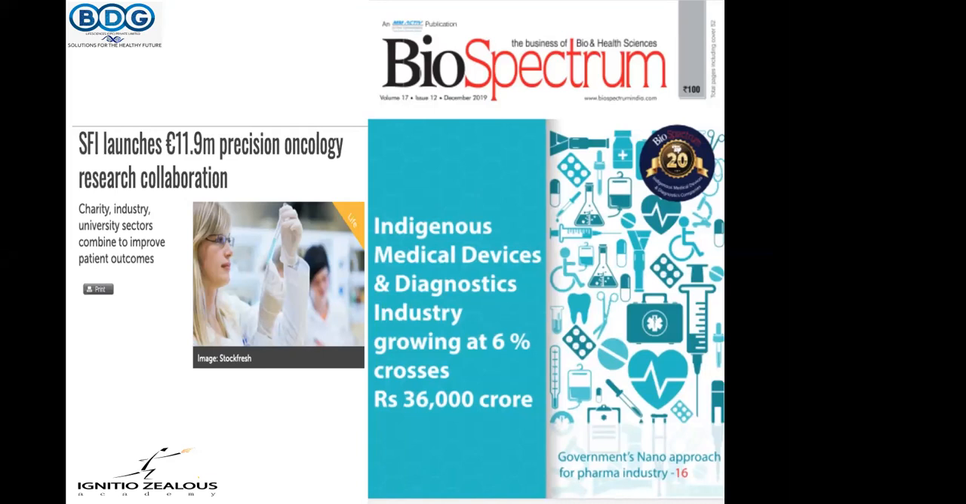On the right-hand side, the photo comes from a magazine, BioSpectrum. I'm sure everyone is aware of that. This is from December 2019. The first picture itself says that the indigenous medical devices and diagnostics industry in India is growing at the rate of 6%, and it has crossed around 36,000 crores altogether. The most important thing I want to convey from this slide is that there are multiple opportunities, which is why the government of India is giving a lot of funds, because they believe this particular field has a lot of scope in the future. At the same time, one of the organizations where I give my consultancy got a good grant of around 30 lakhs to come up with a novel device for the treatment of cancer. So such kinds of grants are also possible.